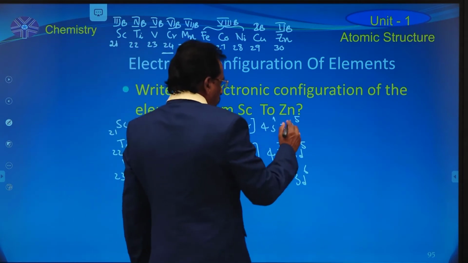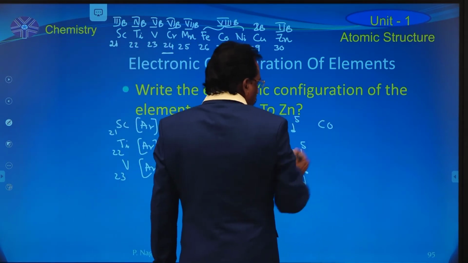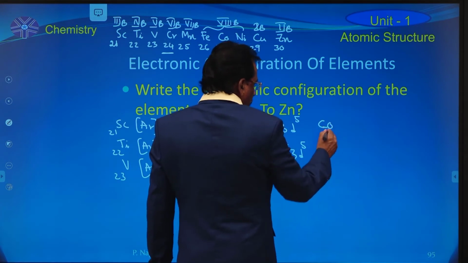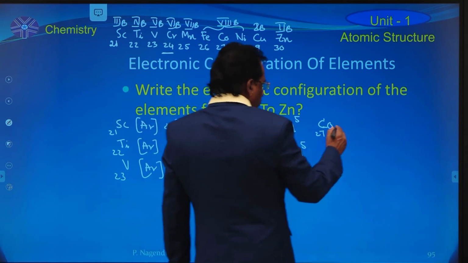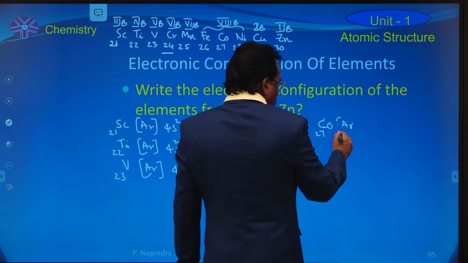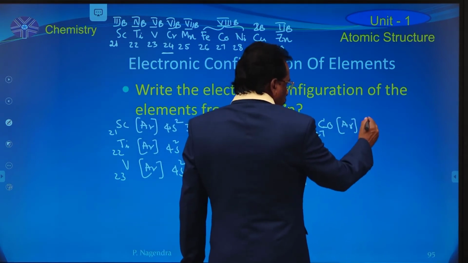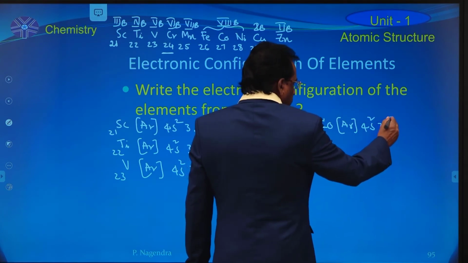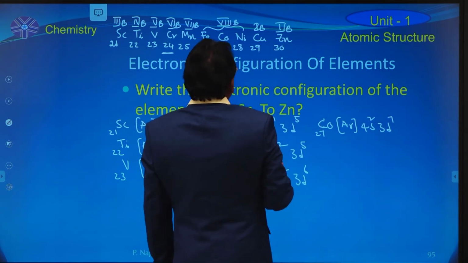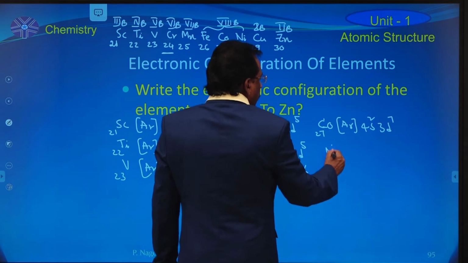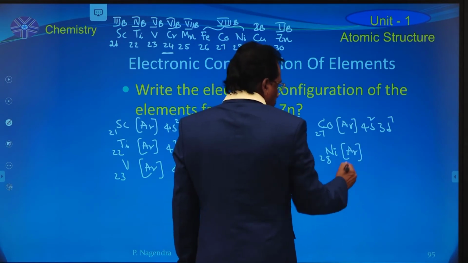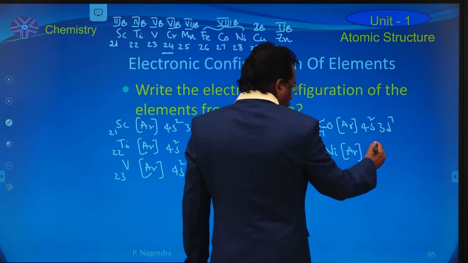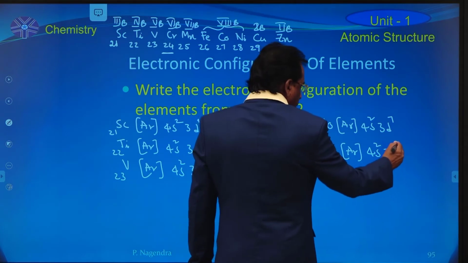After that, cobalt. Its atomic number is 27. Its outer configuration is argon 4s2 3d7. And then nickel, atomic number is 28. Its outer electronic configuration is 4s2 3d8.